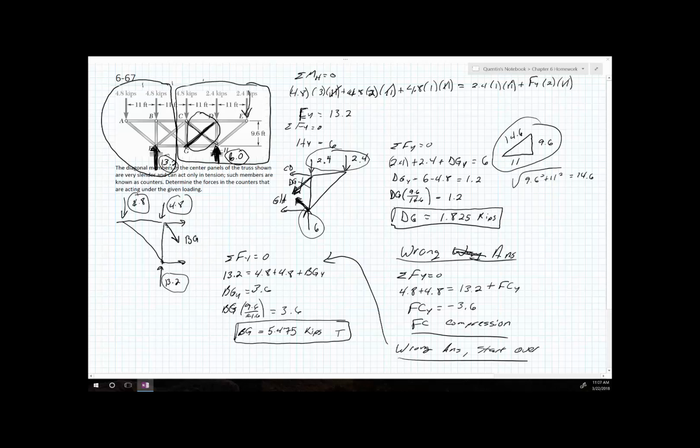And that's it. So I have the two members and the two counters, the BG and the DG. So those are the ones in action, if you will, the counters that have the forces. And the forces are 1.825 and 5.475. There you go.